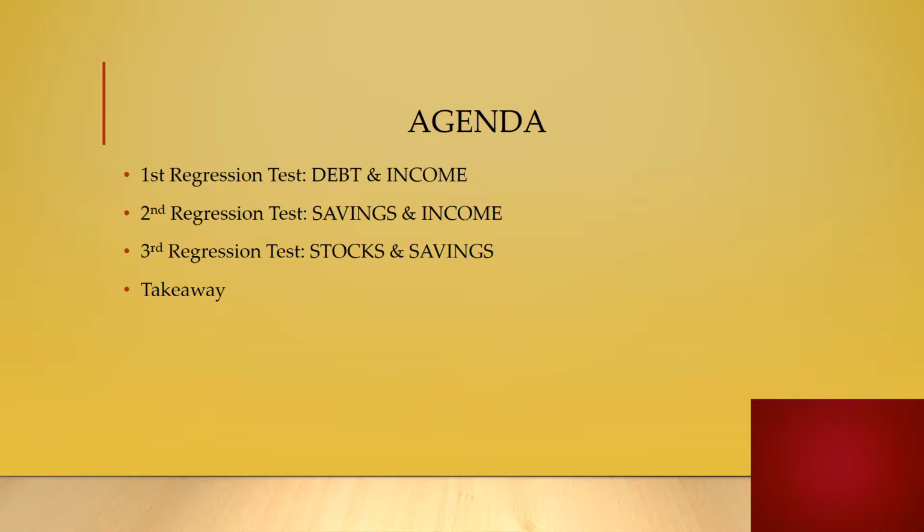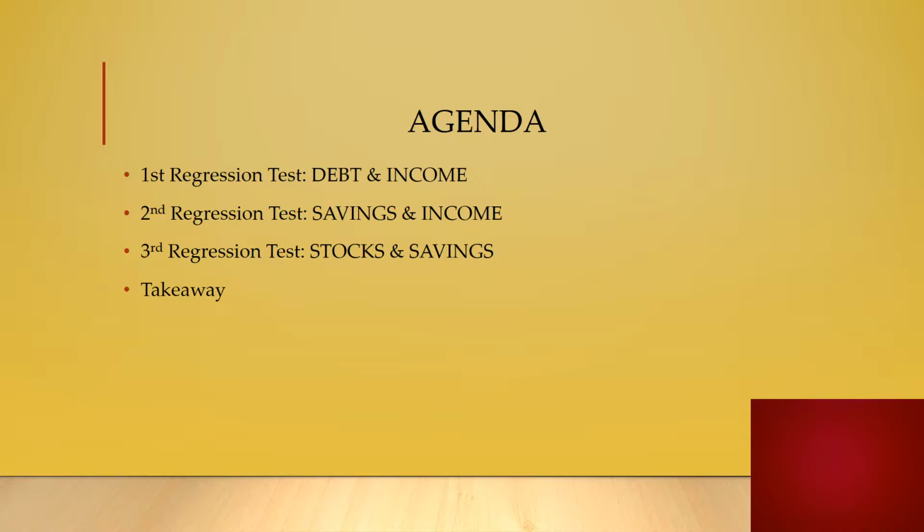So let's start with the agenda. First, we're going to have the results of some of the regression tests that we did on these variables: debt and income, savings and income, and stocks and savings. Again, this is on the same data set that we've been using for the previous two units, Unit 4 and Unit 5. Now with Unit 6, we're using data.